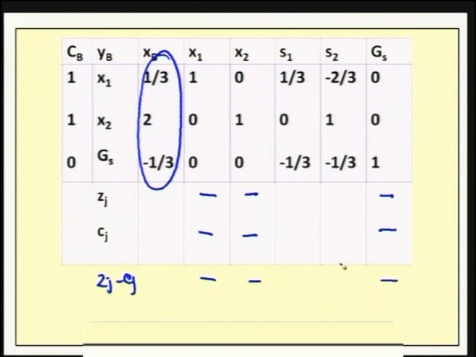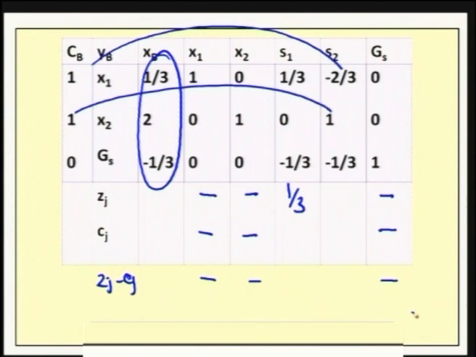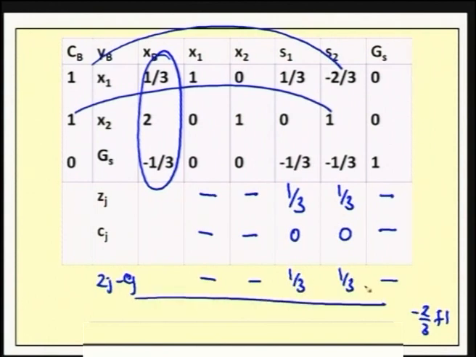Now, for s1, the zj minus cj value is 1 into 1 by 3 plus 1 into 0 by 3, which gives 1 by 3. Then for S2, 1 into minus 2 by 3 plus 1 into 1, so we have minus 2 by 3 plus 1, which gives 1 by 3. The corresponding cost value for S1 is 0 and for S2 is 0. Therefore, zj minus cj is 1 by 3, 1 by 3. So, here all zj minus cj are greater than 0, but if you observe the xb, the xb for gs is negative, which is minus 1 by 3.